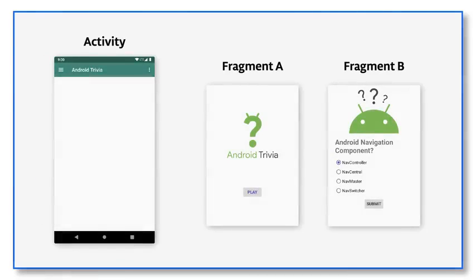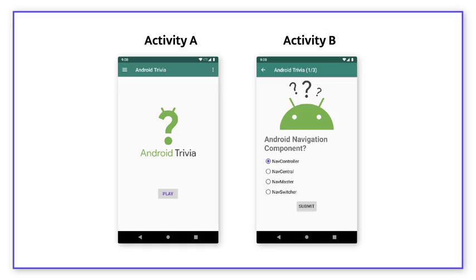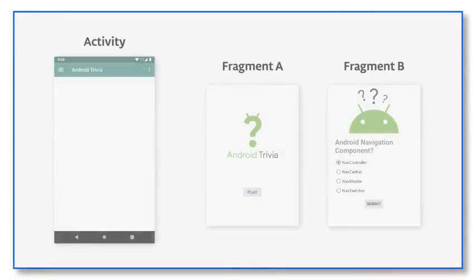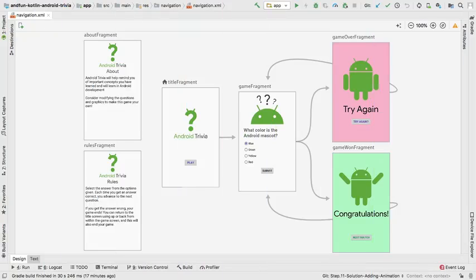Ultimately, you can design your navigation with either an activity containing a series of fragments, a series of activities, or a combination of both techniques. For this class, we're focusing on the single activity multiple fragment model, which allows you to visualize your entire app's navigation within a single graph. The best way to learn about fragments is to implement them, which we're going to do in the project for this lesson.